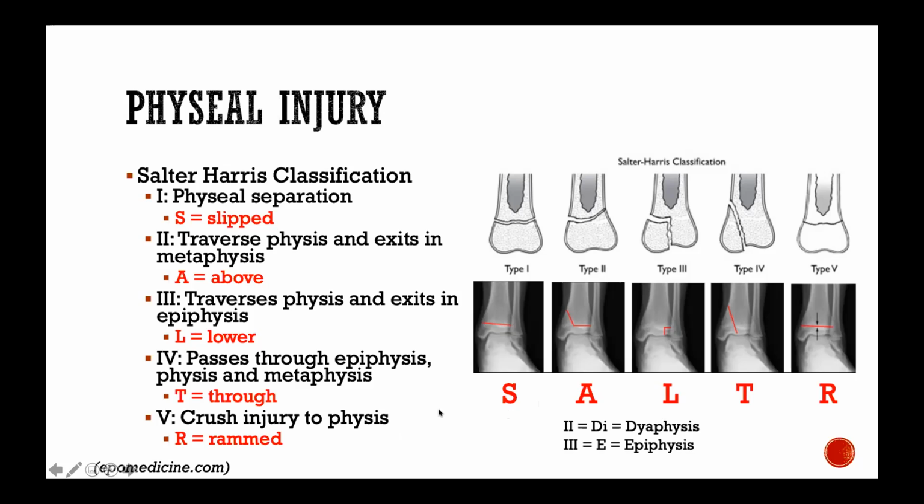And if you remember, Joe's way of remembering this is that for a type 2, the prefix is di, so it's going towards the diaphysis. And for 3, if you make the 3 with your fingers turned to the side, that's an E, and E is for epiphysis. So that's a nice way to distinguish between 2s and 3s.